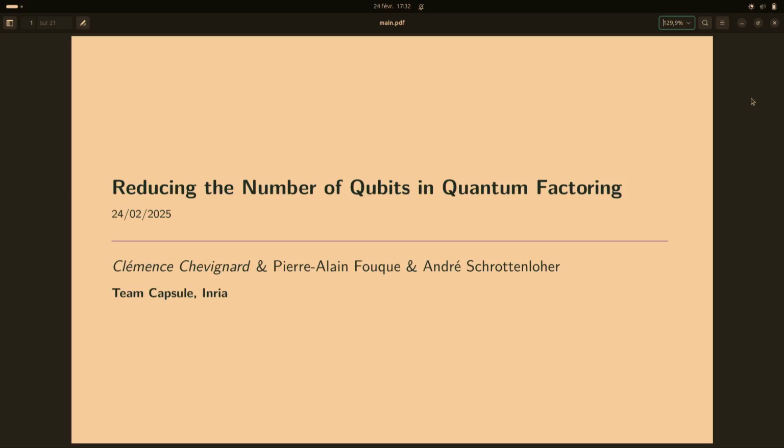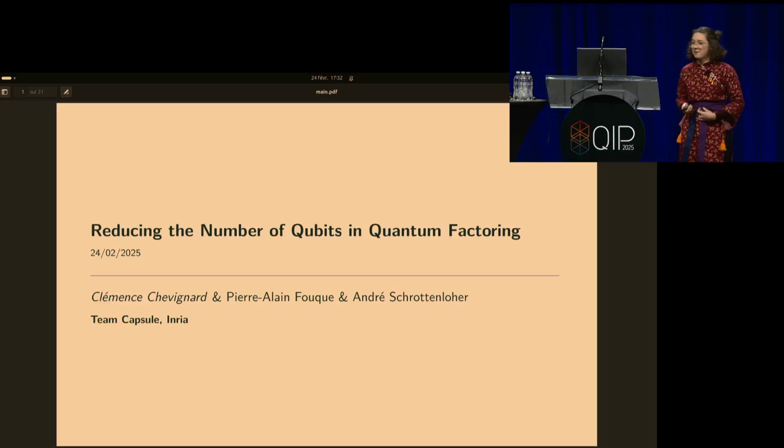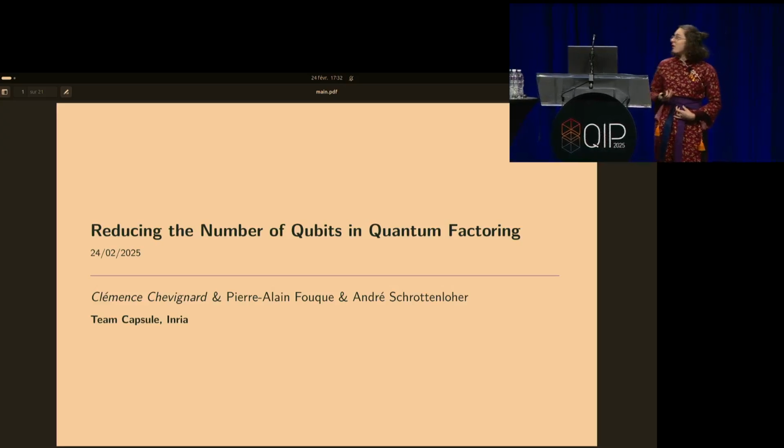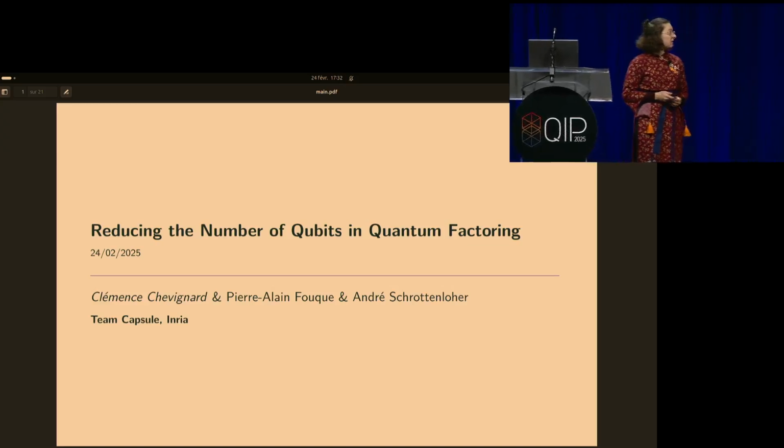Today I'm going to present to you a memory optimization of a quantum algorithm, Shor's algorithm specifically, that allows, among other things, to factor integers. Please note that this is a joint work with Pierre-Alain Fouque and André Schrottenloher. Before detailing how our reduction works, I'm going to talk a little bit about the algorithm we target, which is Shor's algorithm.